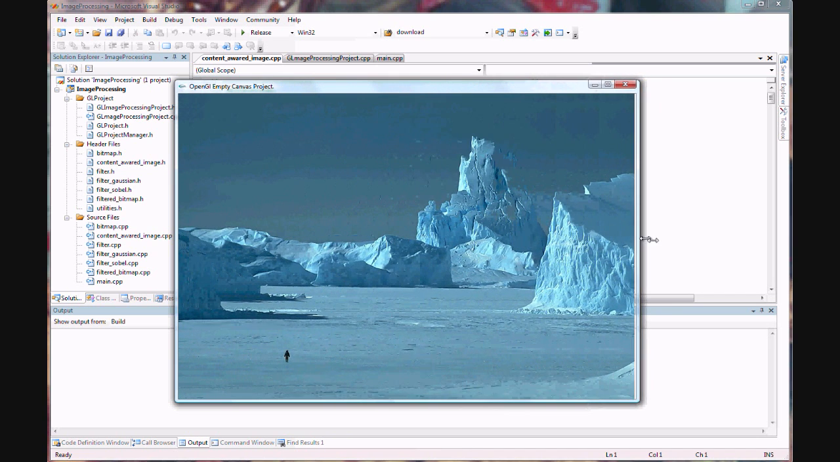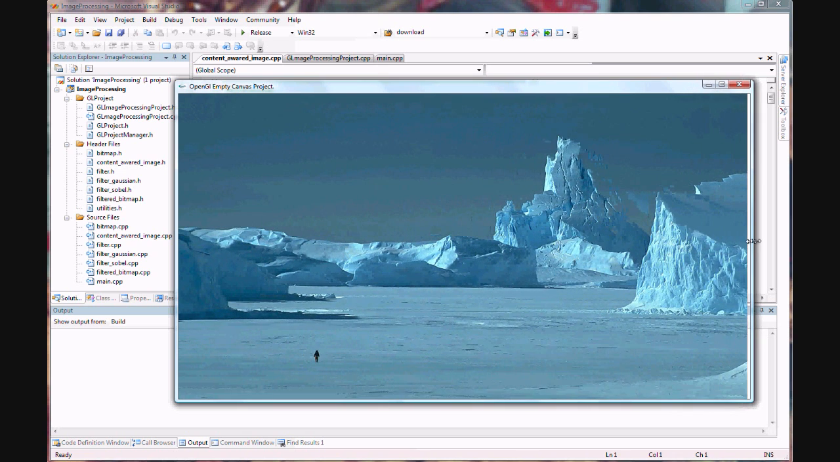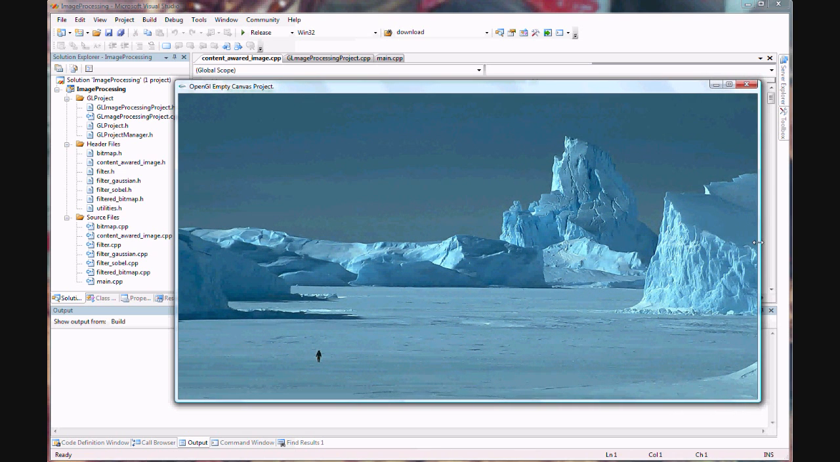and still I get the person keeping its original ratio, same with the main features of the image.